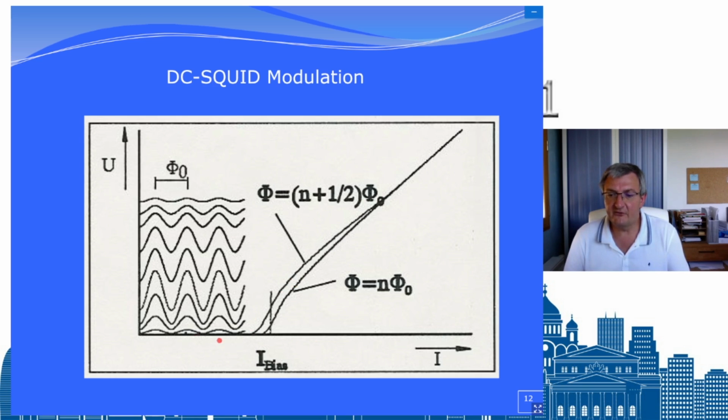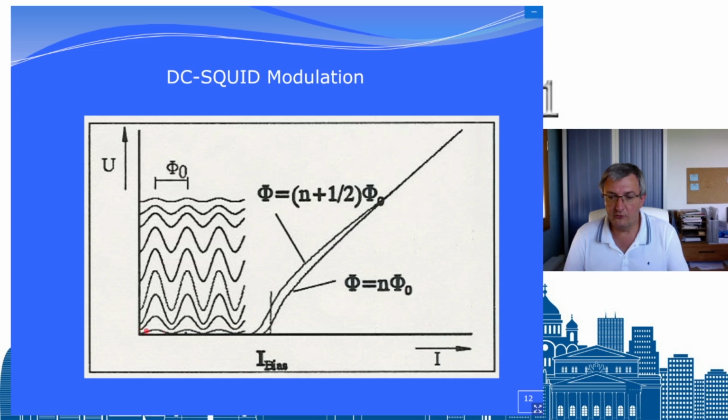So instead of measuring the change of current, what we do usually is we bias. We give a constant current. We go this way, vertical. We put, for example, here. And when you have a magnetic field changing, the voltage is changing, and you just measure the voltage here, right? And you have this periodicity with phi naught. You will see this voltage going up and down.